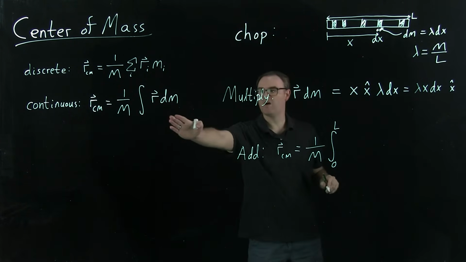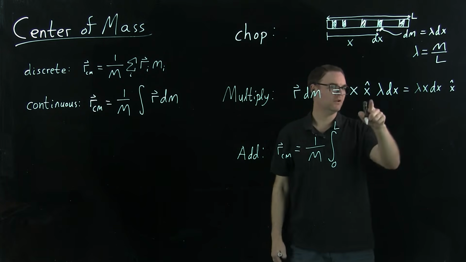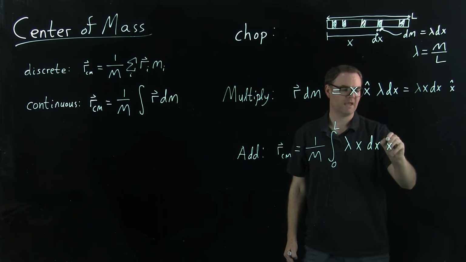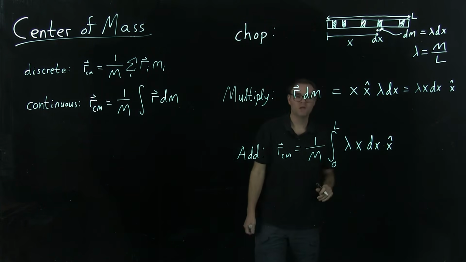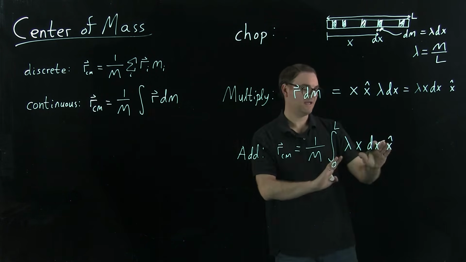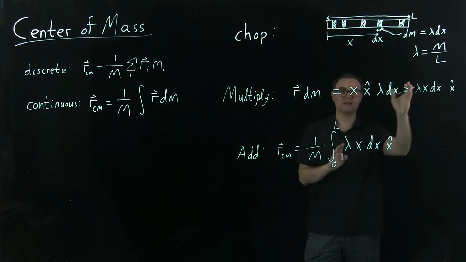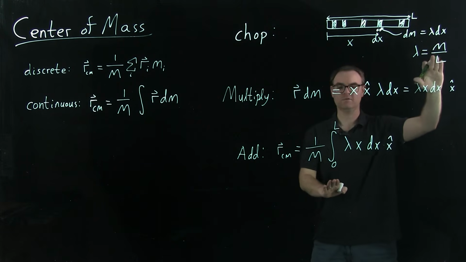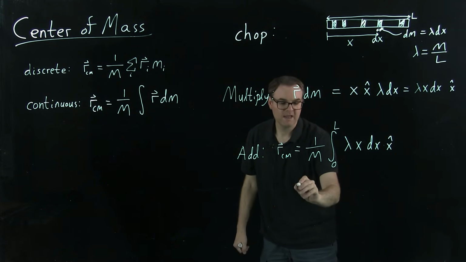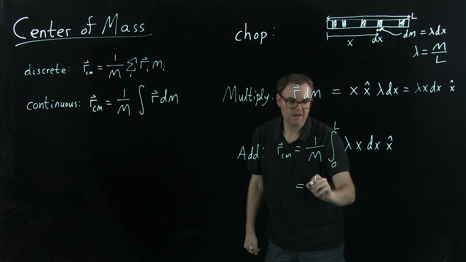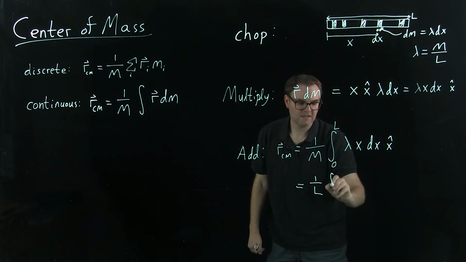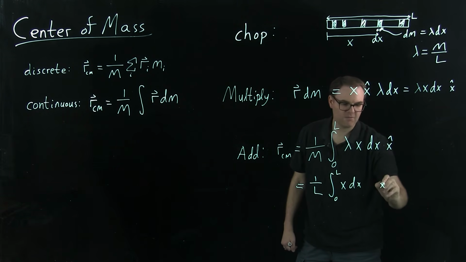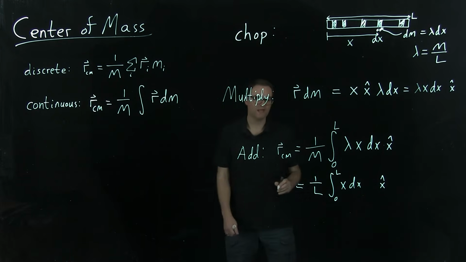And then I need to put my r dm inside of the integral. So I'll put this piece in here. This is lambda x dx x hat, all of which is inside the integral. Some of these things are constant. The lambda and the x hat are both things that are not changing as I move from left to right along the meter stick. I can also plug in my expression for lambda here, which is m over L. That will cancel out the m over here. And so this is going to give me a 1 over L times the integral from 0 to L of x dx. And then I'll put the x hat way over here to indicate that it's outside of the integral now.